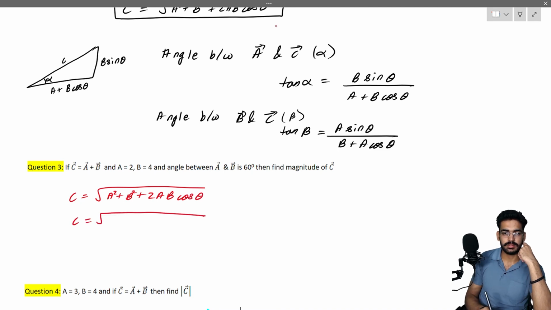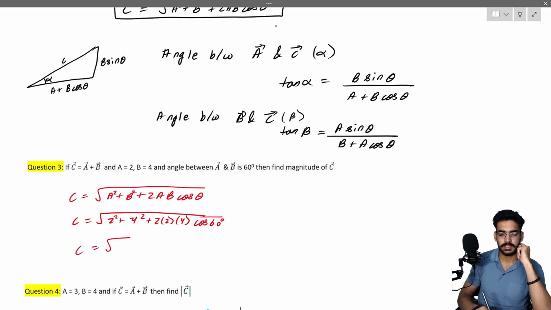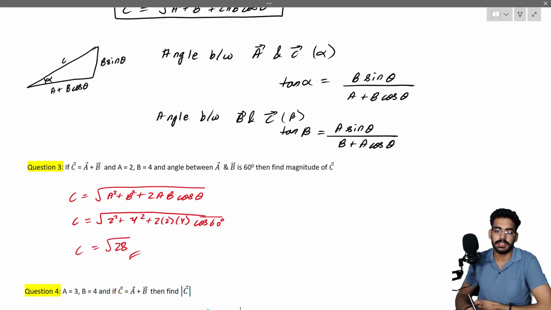So c is equal to under root of 2 square plus 4 square plus 2 into 2 into 4 and cos of 60 degree. If you calculate, this value is going to come under root 28. Cos 60 is 1 by 2. That's how the c magnitude came. This is the magnitude of c. You can represent it like this also. You already know this thing, right?